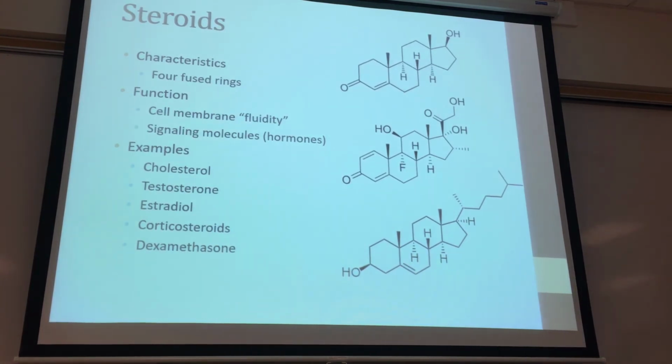We've got numerous types of steroids that we will be talking about a little bit. If you want to know which ones these are, this one's testosterone. The one on here is dexamethasone, which is a drug used as an anti-inflammatory.